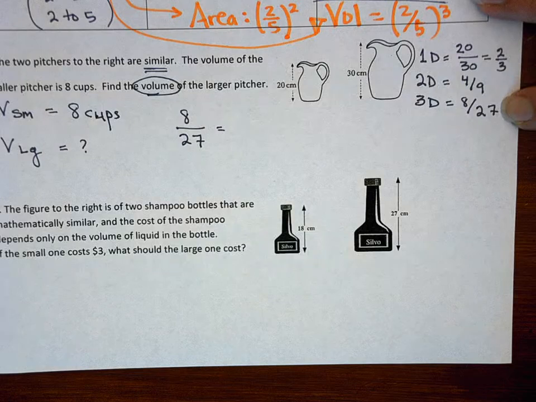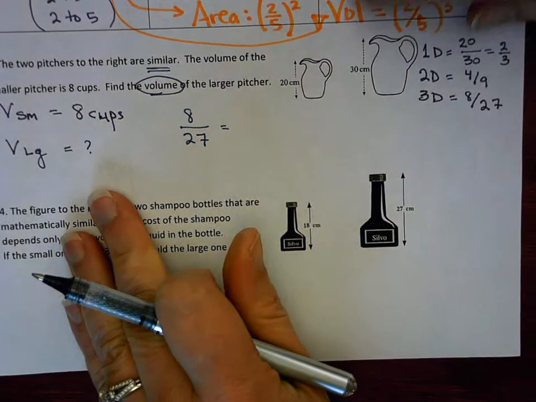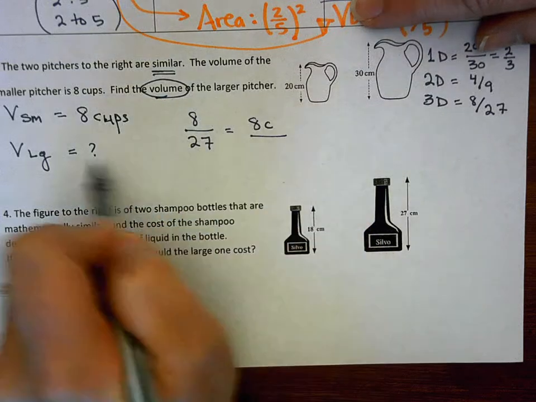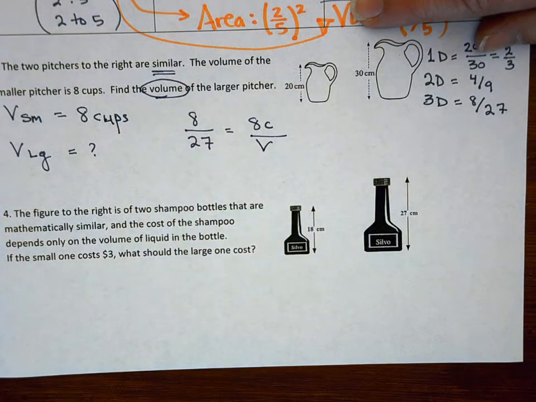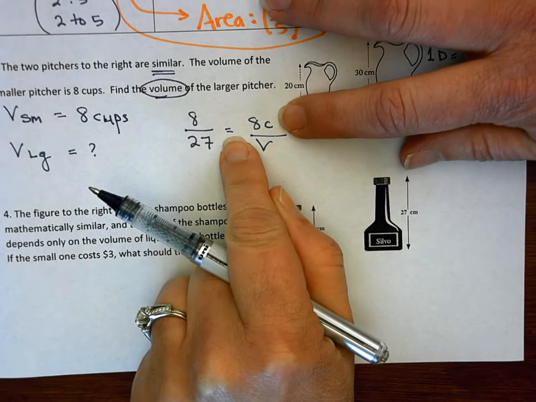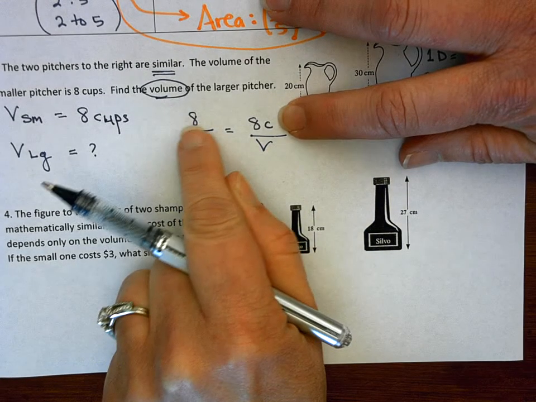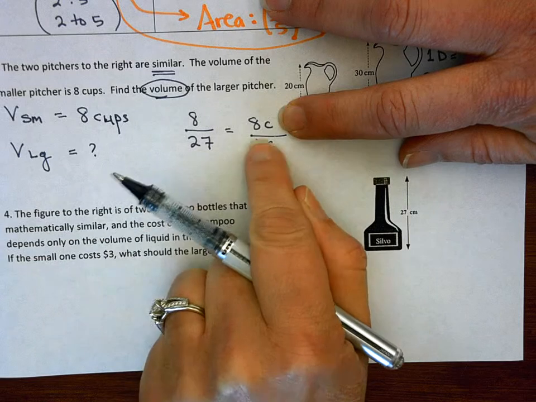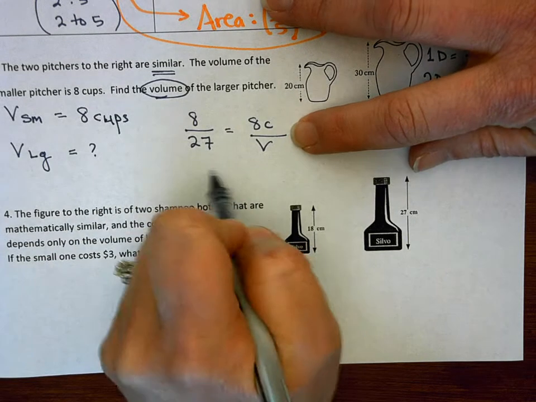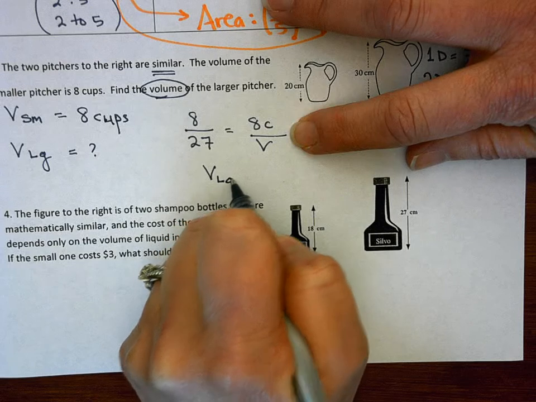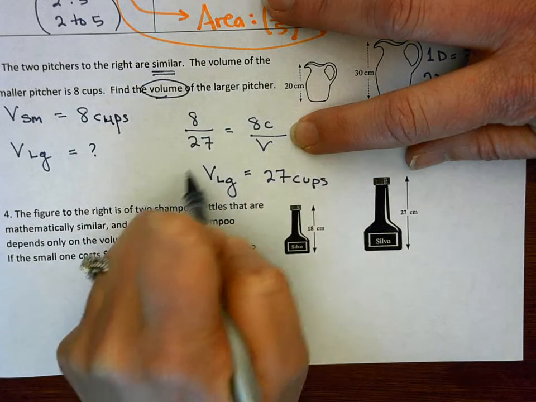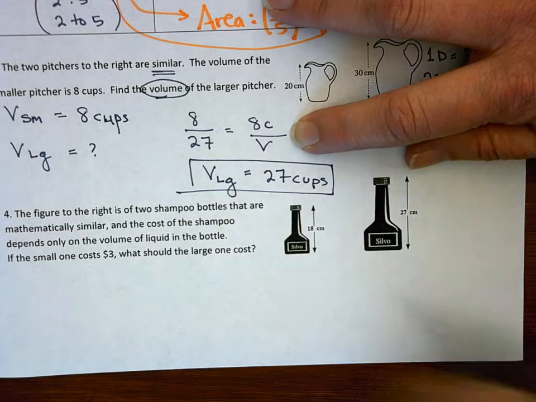And so I'm going to use that proportion to find the volume of the large. So the volume of the small is 8 cups, and I don't know the volume of the large. So I can actually just look at this and say, okay, if these are equal to each other, and I know that the scale factor is 8/27, then if there's 8 cups here, there has to be 27 cups for the volume of the large. So the volume of the large pitcher would be 27 cups. And I can solve that algebraically, but I don't need to, right? I could just kind of reason through that.